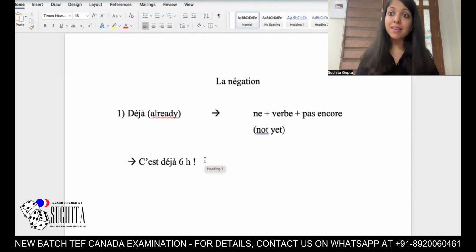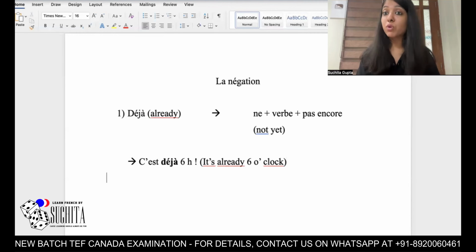Now let's understand this in more detail through examples. The first example which is reflecting on your screen is c'est déjà 6 heures. C'est déjà 6 heures. Now here the word is déjà. And what do you actually mean by this? It means it's already 6 o'clock.